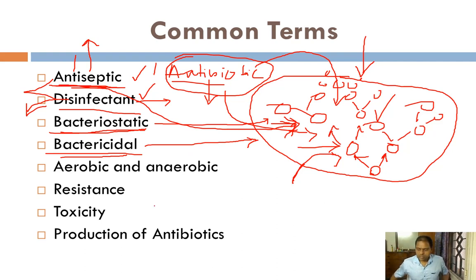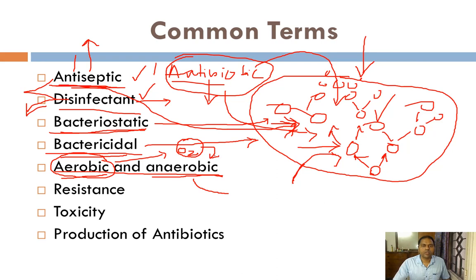Then there are terms like aerobic and anaerobic bacteria. Aerobic means air, right? Air here refers to oxygen. Aerobic bacteria are those which live in the presence of oxygen. They cannot live without oxygen. And anaerobic bacteria can live without oxygen. They cannot live with oxygen. If oxygen is there, they are going to die. So they live without oxygen.